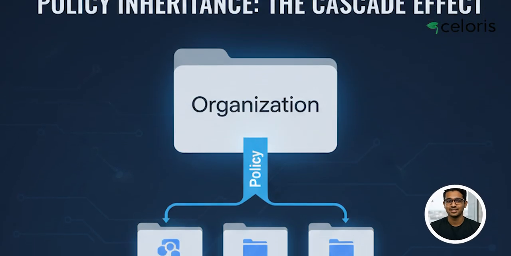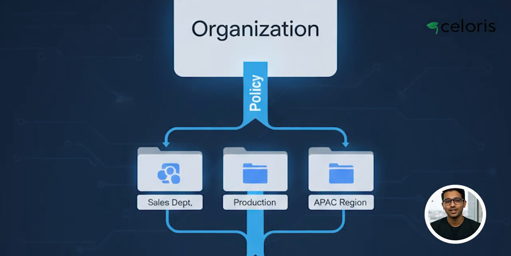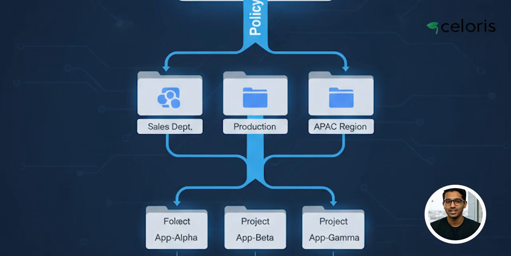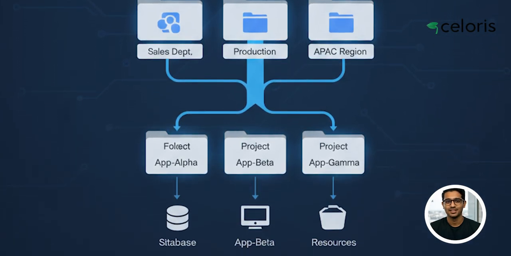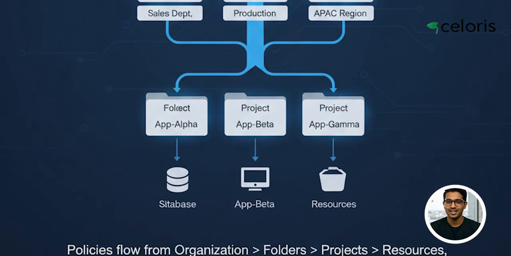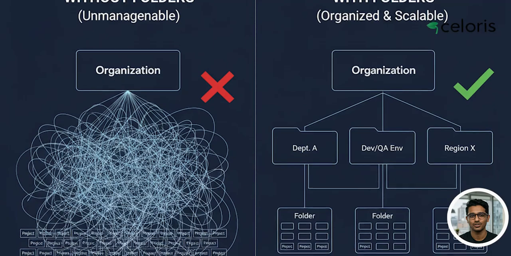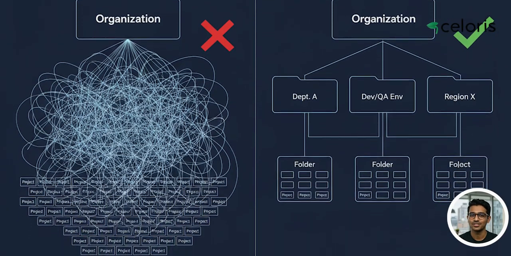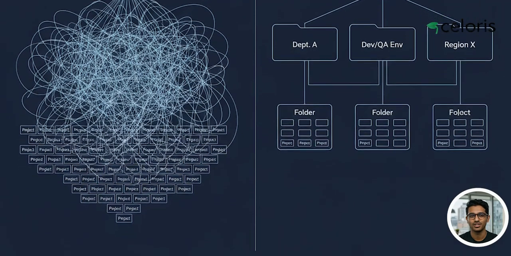Just like the organization, folders play a critical role in policy inheritance. Policies you define at the folder level are inherited from the parent organization and then passed down directly to all contained projects, and even any subfolders you create within them. This cascading effect simplifies policy enforcement significantly. Folders are best suited for medium to large organizations that manage a substantial number of projects. Without folders, managing hundreds of projects directly under an organization can quickly become unwieldy.